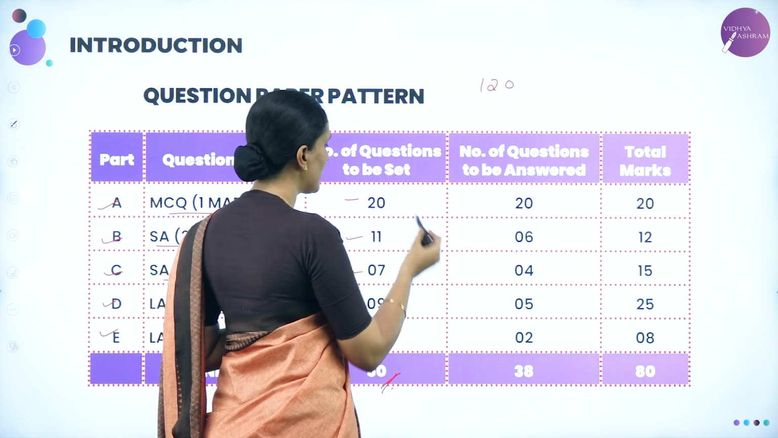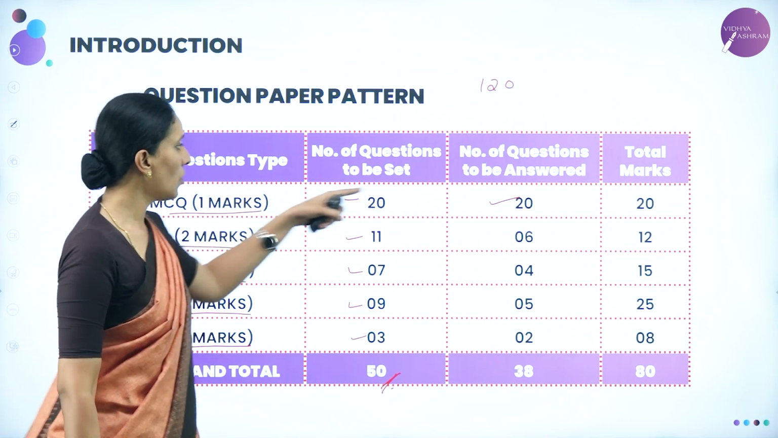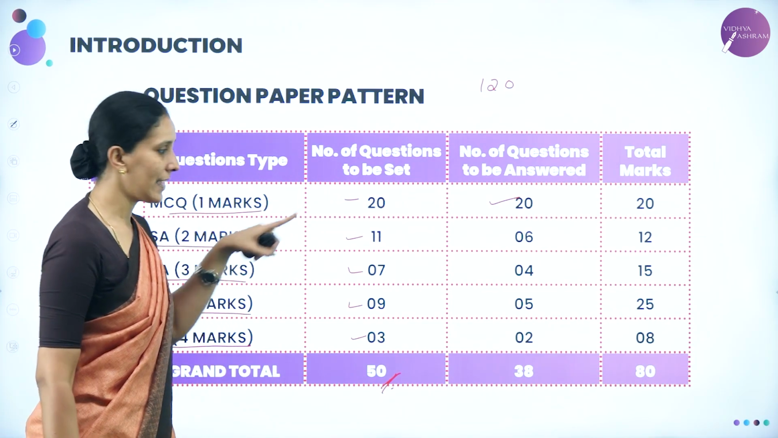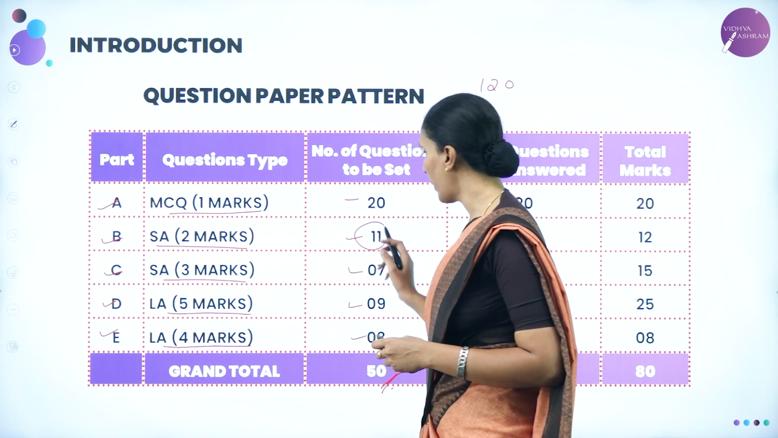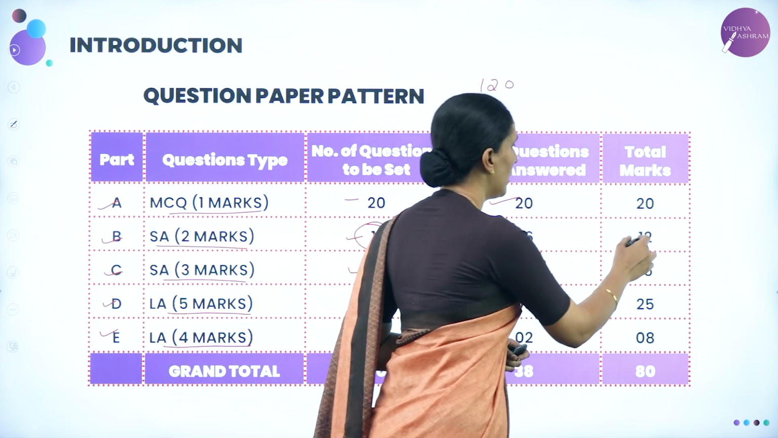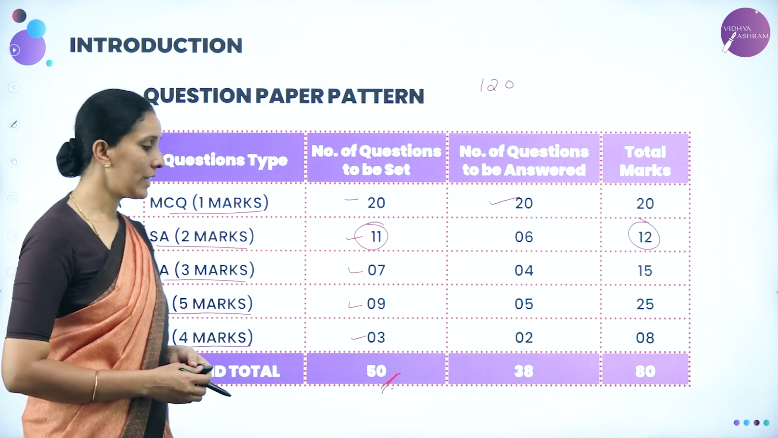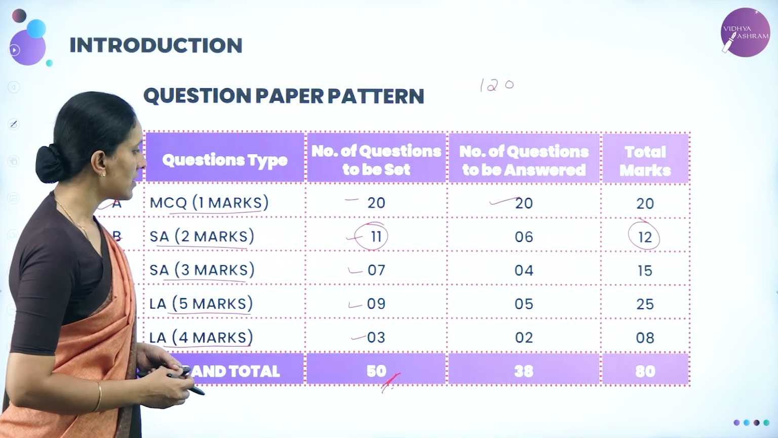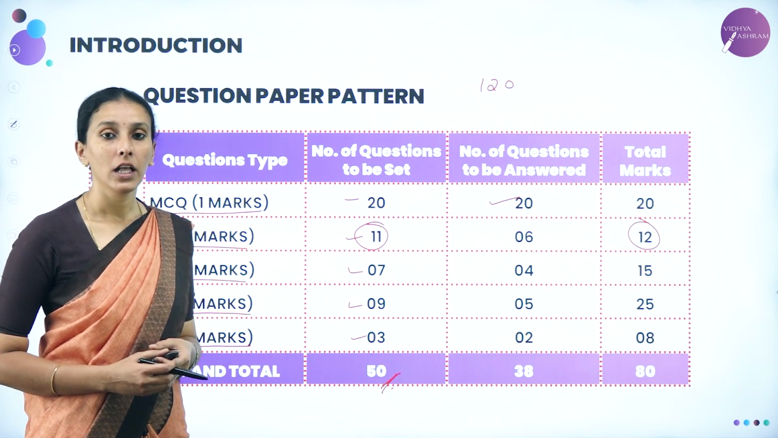But you have to answer 20 questions from Part A. Clearly there is no choice in the first section. Now here in the second section, you will be having 11 questions, so you need to answer any 6. So you will be getting the marks of 12 questions. Under section C, that is 3 mark question, there are 7 questions to be set, but you need to answer only 3 questions.